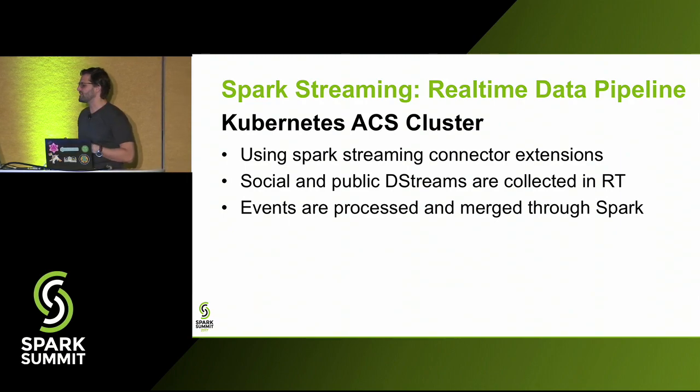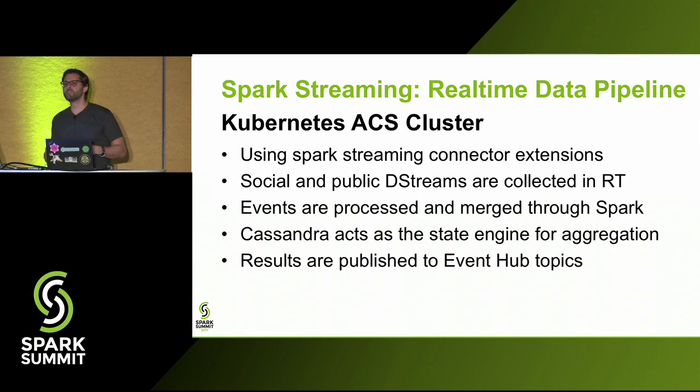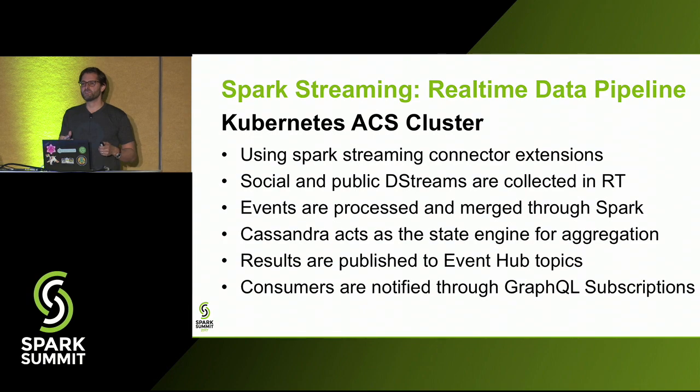Events are processed, transformed, and merged through Spark. We use Cassandra as our state engine for aggregation. And then the results of our transformation ETL process are written to Event Hub for the sole purpose that GraphQL subscriptions can then respond and re-render those results onto the interface.